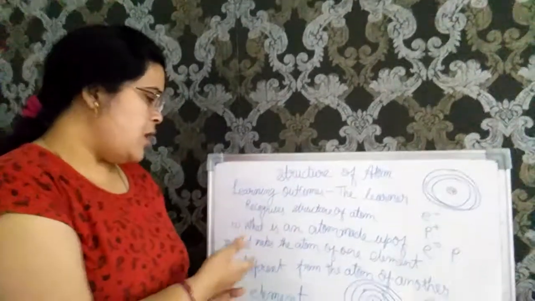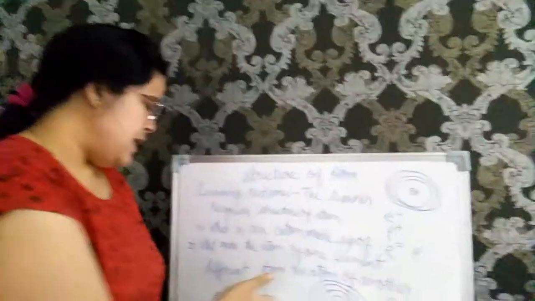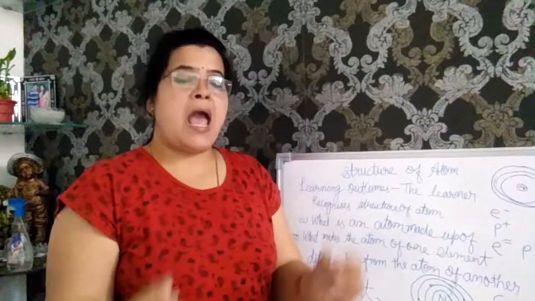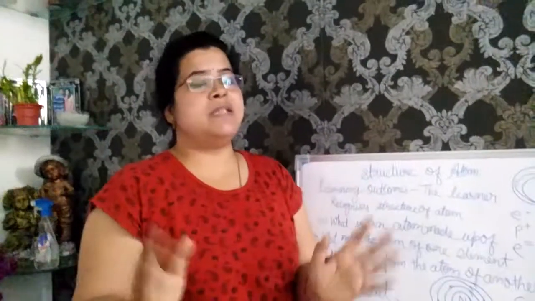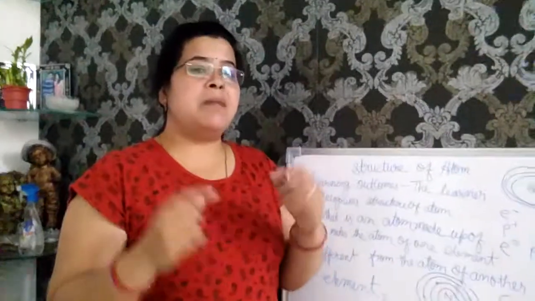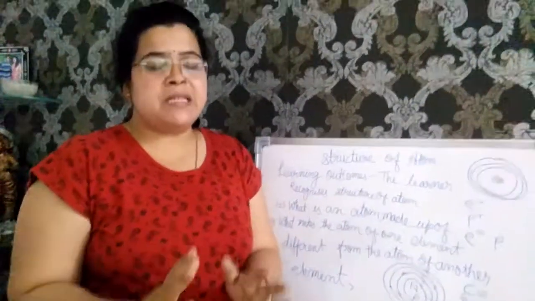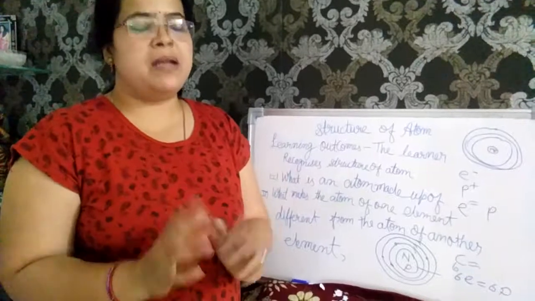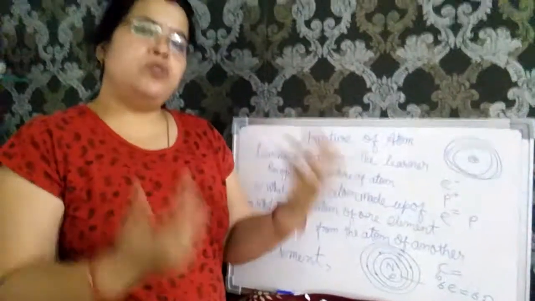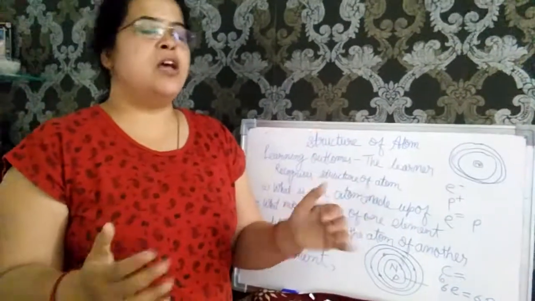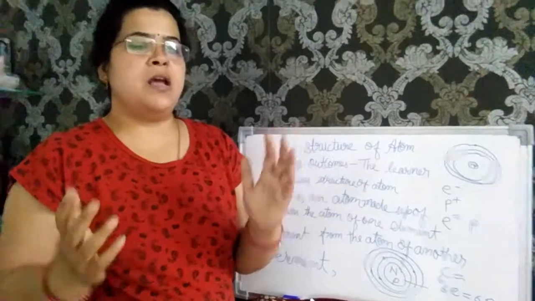So here is the question: what makes the atom of one element different from the atom of another element? It is the different number of electrons, and the number of electrons is always equal to the number of protons. If we take the example of carbon, atomic number 6, it means 6 electrons are available in the carbon atom, so the number of protons is also 6. The number of electrons equals the number of protons.